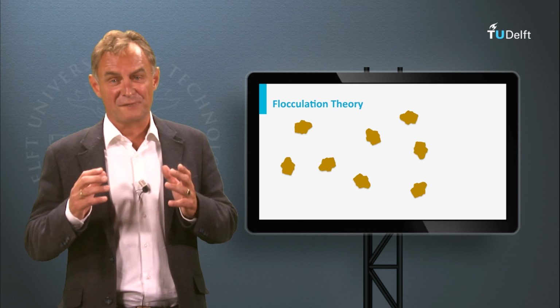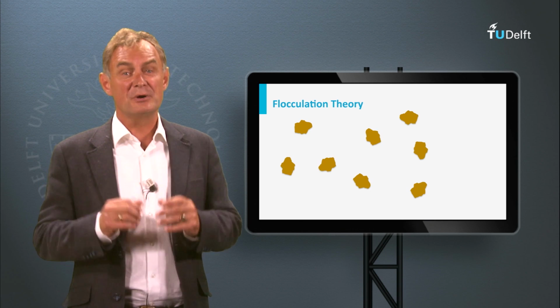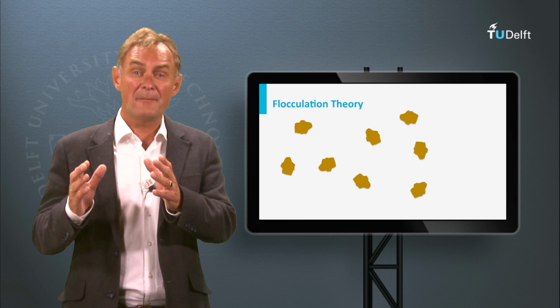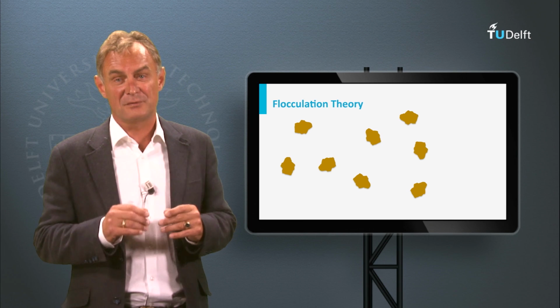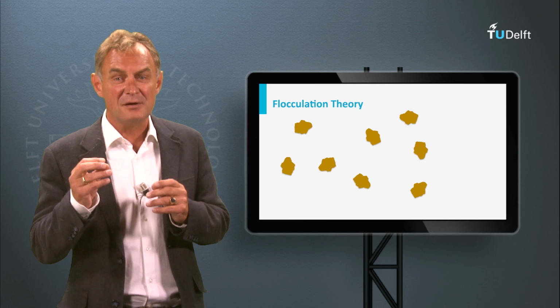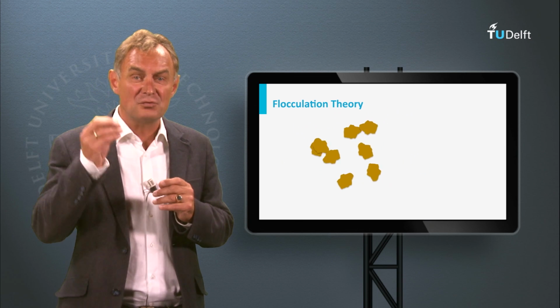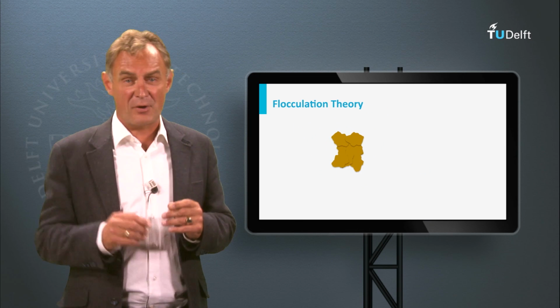The next step is the flocculation process. During coagulation, destabilized elementary flocs, so-called pin flocs, are formed. And during flocculation, these pin flocs have to grow until large settable aggregates.